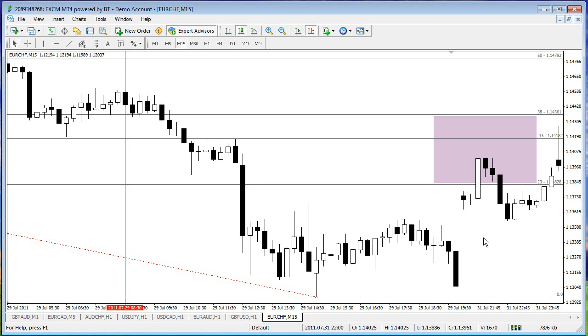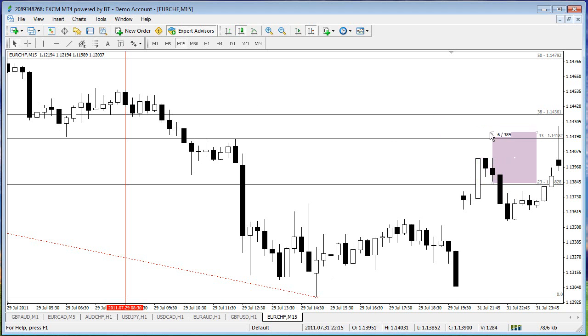That's step 5. Step 5 is to wait for this financial instrument to rise up into the 23% to 38% zone and then turn around. If it reaches into the 23 zone, just above the 23, and comes back out of that zone, that's our trade entry.